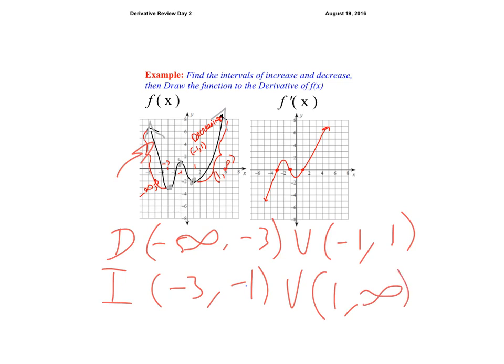I want to make sure I didn't mess up, so am I counting for all the places of the graph? Negative infinity to negative 3, negative 3 to negative 1, negative 1 to 1, 1 to infinity. Okay, that's good. So that's how you get all the intervals, and drawing the graph is also just the same way.